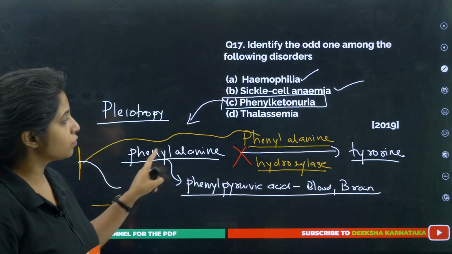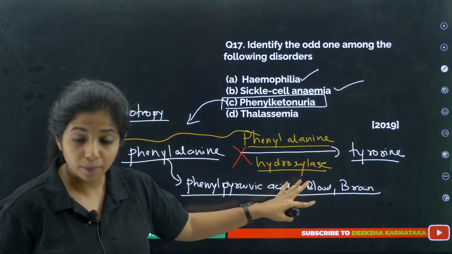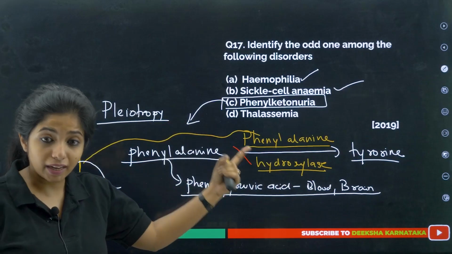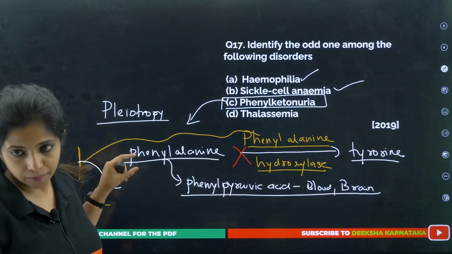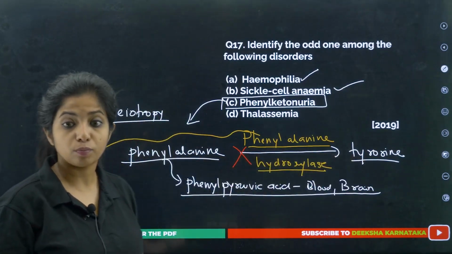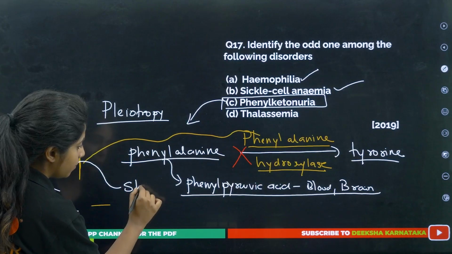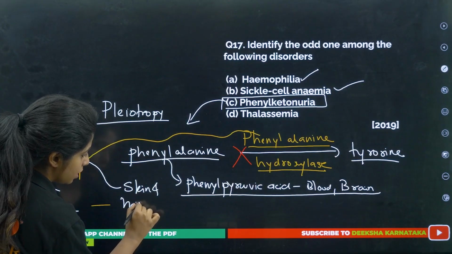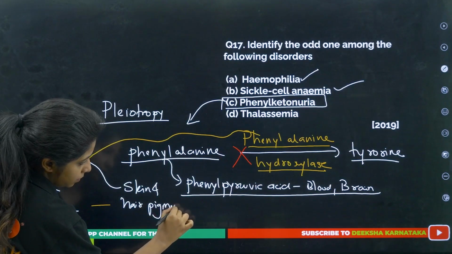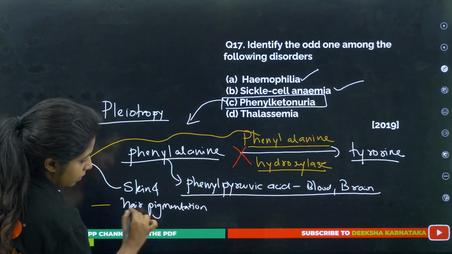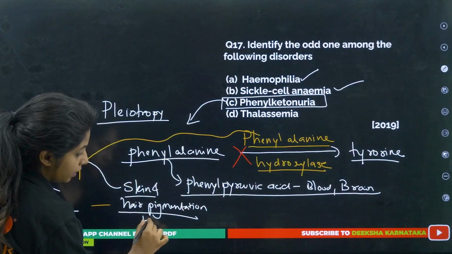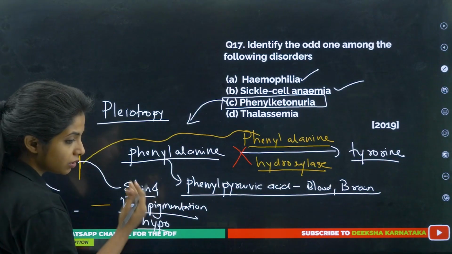So, over here, since this phenylalanine hydroxylase is not being produced, the gene is not exactly coding for it, there is some mutation over here, which is why obviously tyrosine is not being produced. But apart from that, your skin and hair pigmentation is also affected. Okay, it will be hypopigmentation. That means it will be light in color.